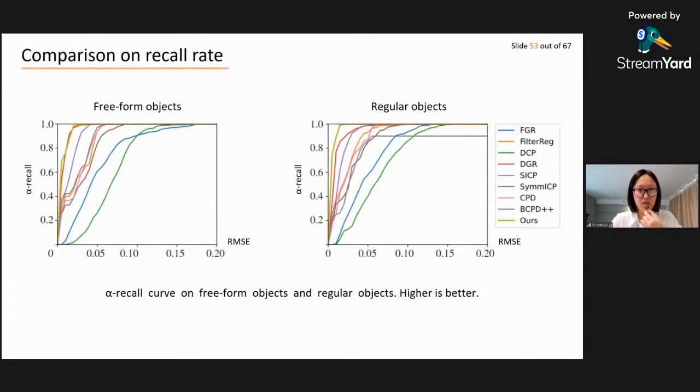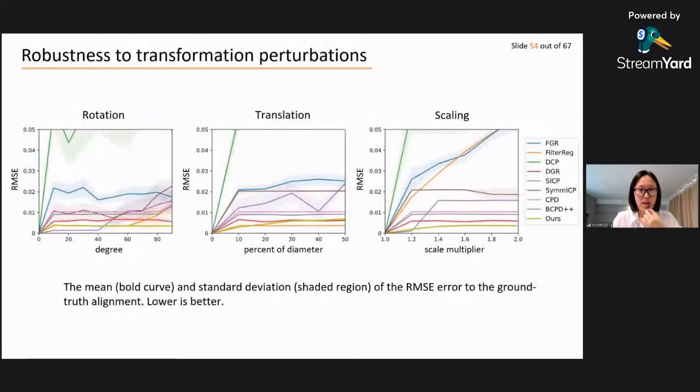Here's a comparison of each method on the recall rate on the different thresholds. The proposed algorithm matches the accuracy achieved by the state-of-the-art baselines on free-form objects while outperforming all baselines on regular objects. I also investigated robustness to different types of transformation perturbations, including rotation, translation, and scaling. As we can see from the plots, the proposed algorithm achieves competitive stability to all three types of perturbations.